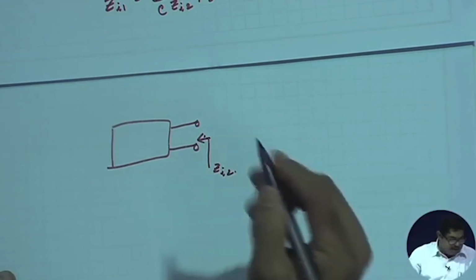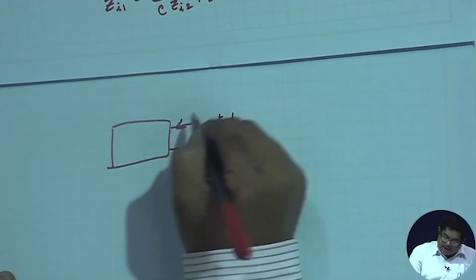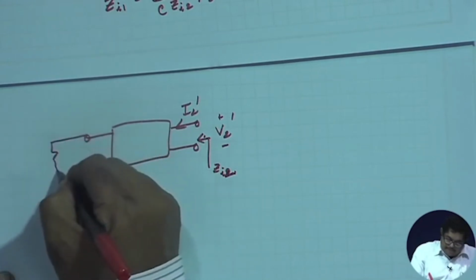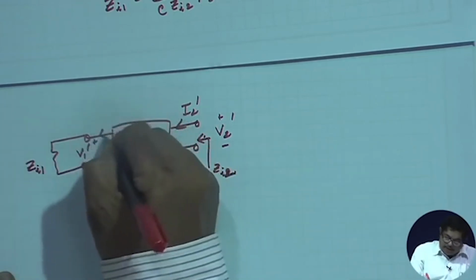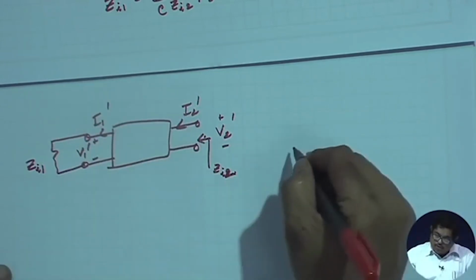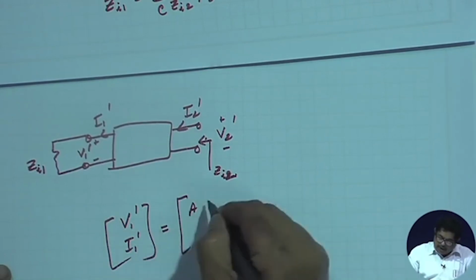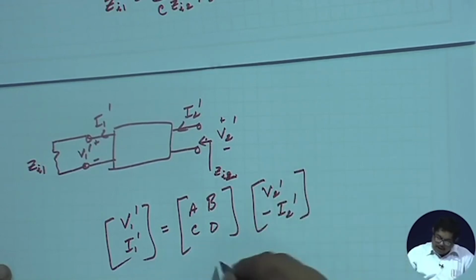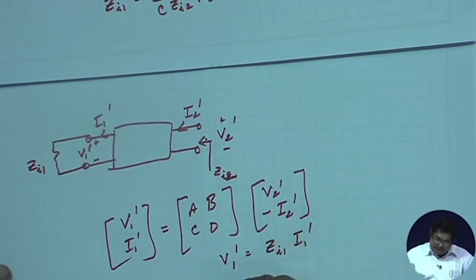So, I am looking at it, here I will get ZI2 and this is my V2 dashed as before, this is my I2 dashed as before, and from here I am taking, terminating it with ZI1. This is my V1 dashed, this is my I1 dashed. So, here again I can write that V1 dashed, I1 dashed is equal to A, B, C, D, V2 dashed, minus I2 dashed. And what about the ports? V1 dashed is equal to ZI1 I1 dashed, V2 dashed is equal to ZI2 I2 dashed.